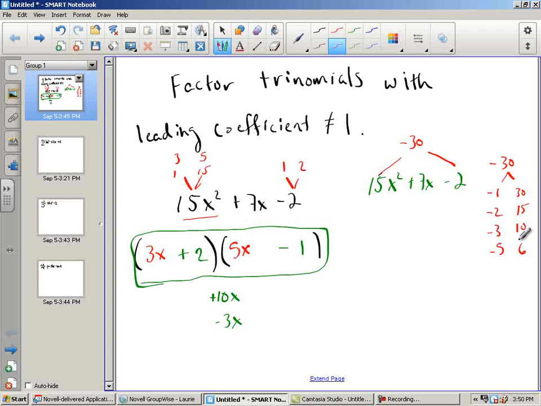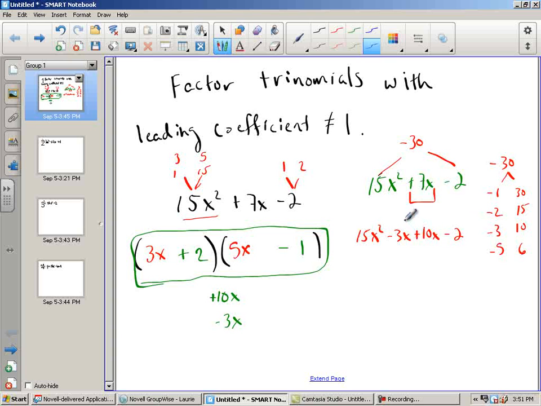So what I'm going to do is pick the negative 3 and 10, but I'm actually going to take the 7x out and replace it with these two pieces. So I'll put 15x squared minus 3x plus 10x minus 2. Now, some of you may be really surprised and don't know what's going on right now. What's been happening is I took the negative 3x and the 10x and I replaced 7x with them. If I add these two together, I still get the 7x. The magic trick comes in just a minute.